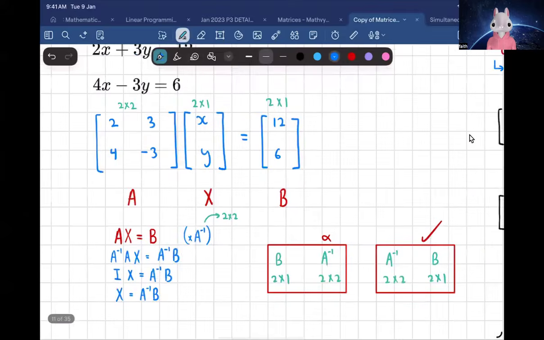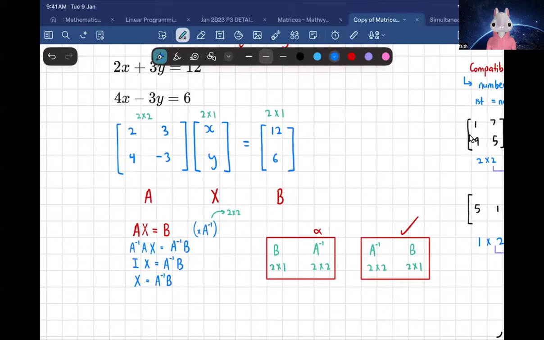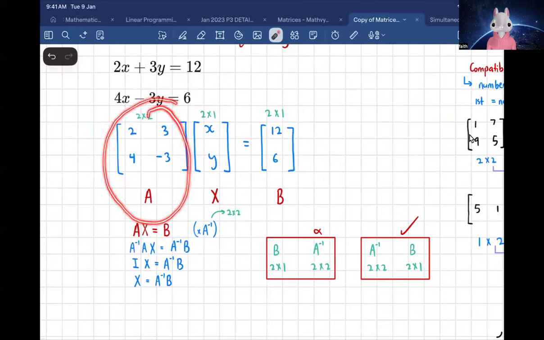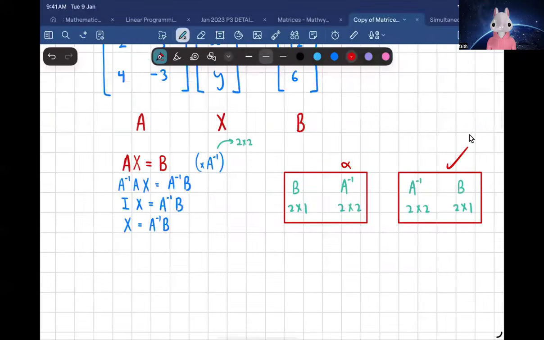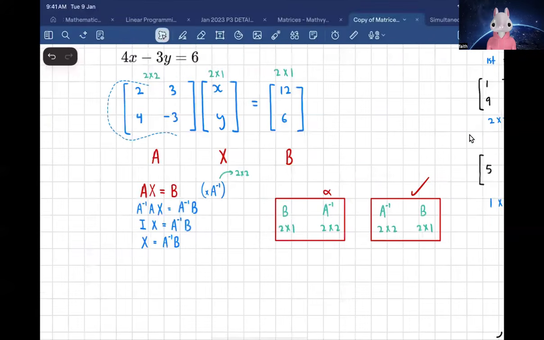Now look at this, guys. Do I have A inverse, or do I need to find it? I have A, but I need to find A inverse. So this is matrix A.